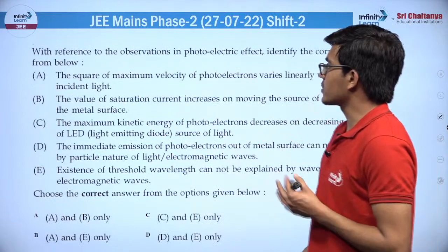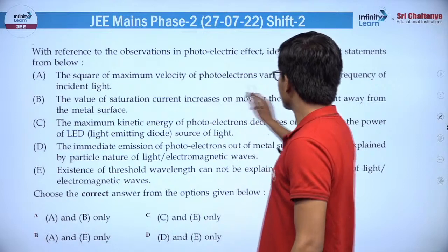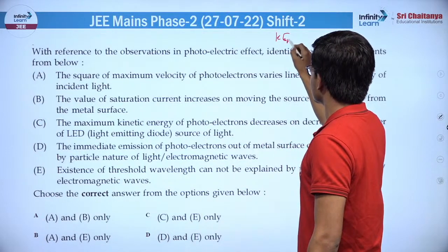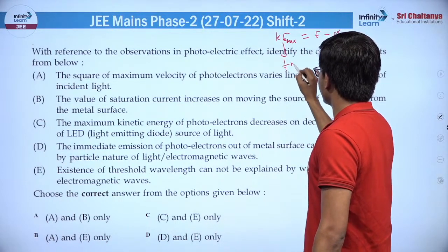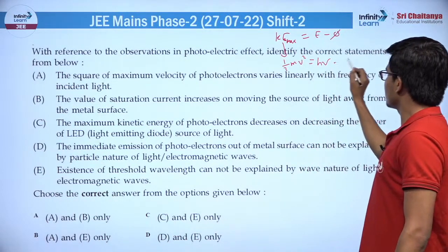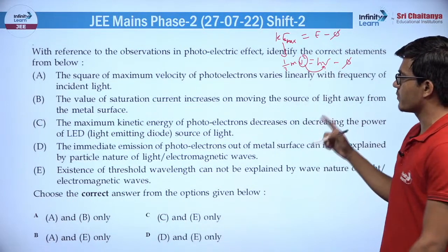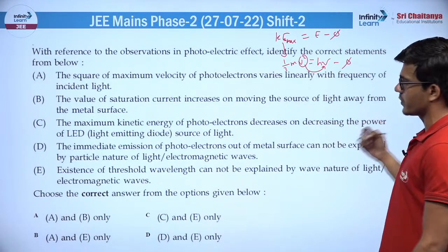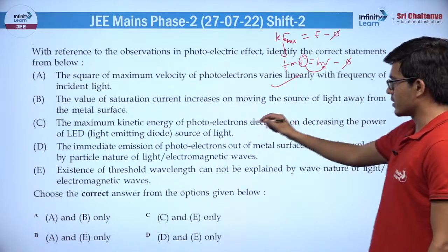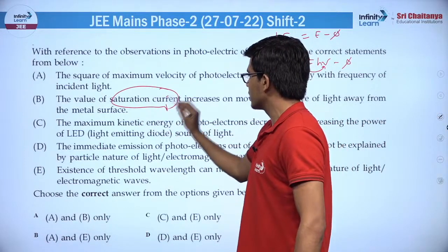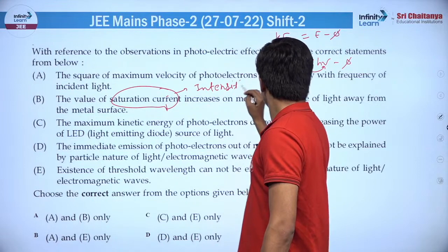Moving to the next question, with reference to the observation in the photoelectric effect, again a theoretical question. The square of maximum velocity: you know that Einstein's relation is given by E minus phi, and this is actually half mv square. If v square is linearly varying with the frequency, right, the square of maximum velocity of photoelectrons varies linearly with frequency of incident light, so this one is right. The value of saturation current always depends upon the intensity.